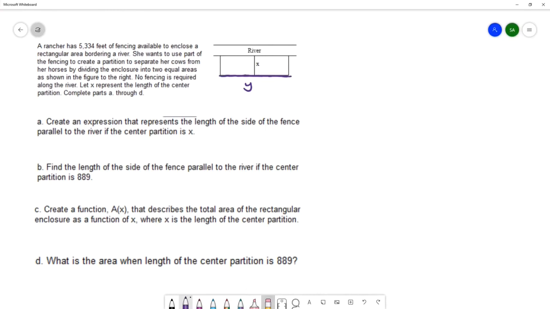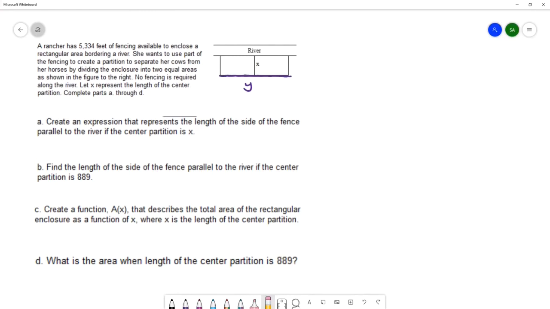Then we want to find the length of the side of the fence parallel to the river, if that center partition is 889. So they're going to give us a value of X, and we're expected to find the length of this fence here. We want to create a function that represents area. So it describes the area of these 2 pastures as a function of X. And then finally, we're going to find the area when that center partition is 889.